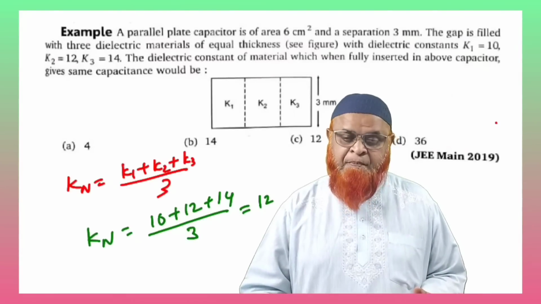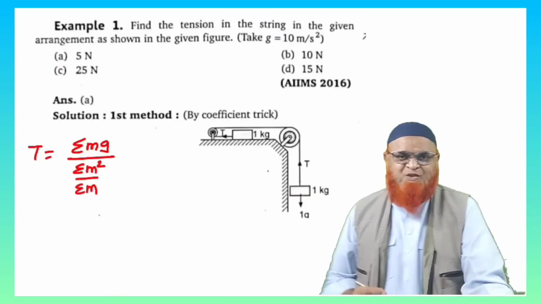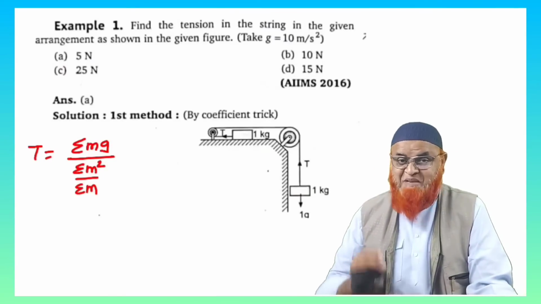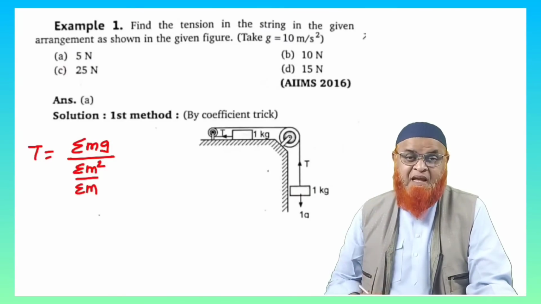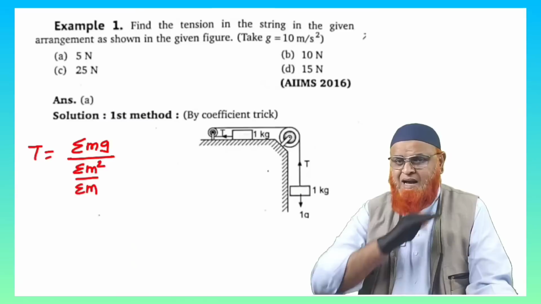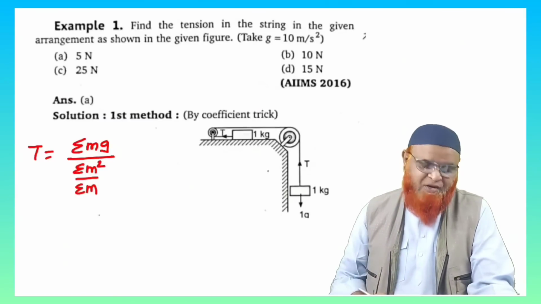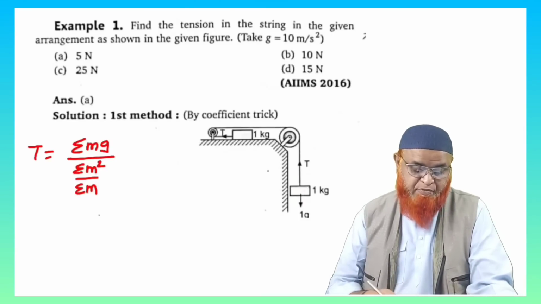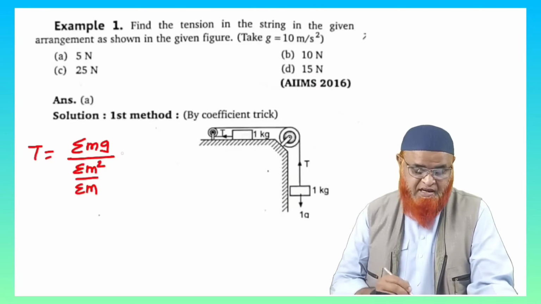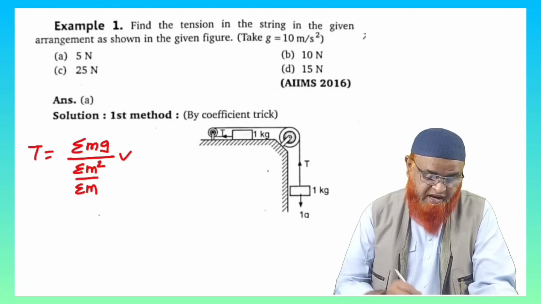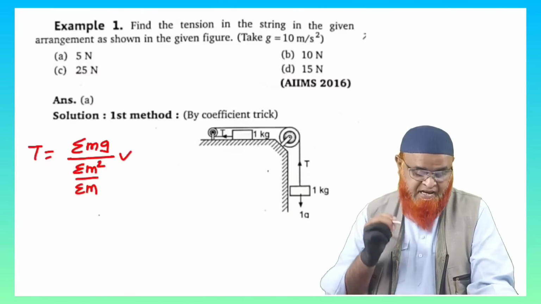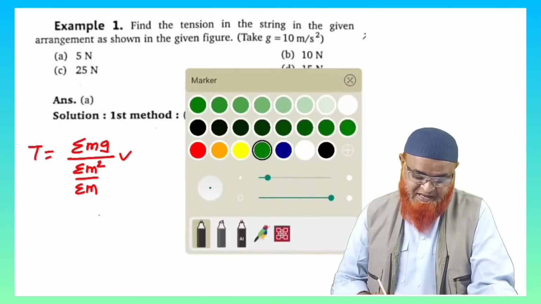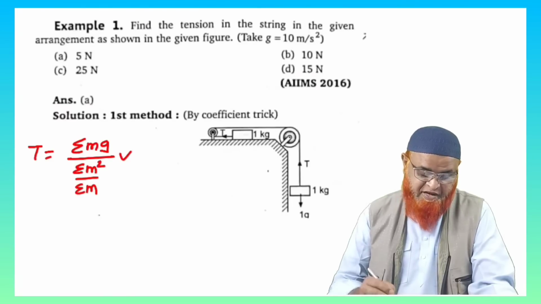Thank you very much. My dear students, today I would like to share with you an amazing shortcut here, in which most of the students are totally confused. So let us see here. What I'm going to show is the shortcut method to solve this type of problems. To find out the tension here is sigma mg by sigma m square by m. That's it.